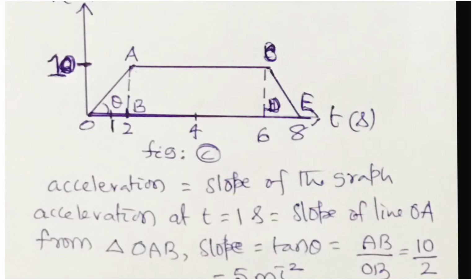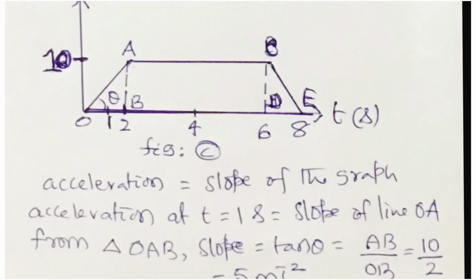At t equal to 0, velocity is 0. And at t equal to 2 seconds, velocity is 10 meters per second. At t equal to 4 seconds, velocity is still 10 meters per second. At t equal to 6 seconds, velocity is still 10 meters per second. At t equal to 8 seconds, velocity is again 0. Now, O to A, slope is positive. A to C, slope is 0 because it makes 0 angle with the x-axis. And C to E, it's a line with a negative slope.